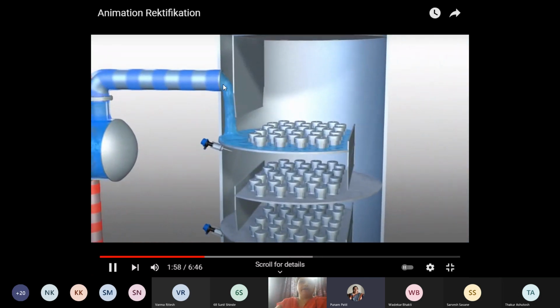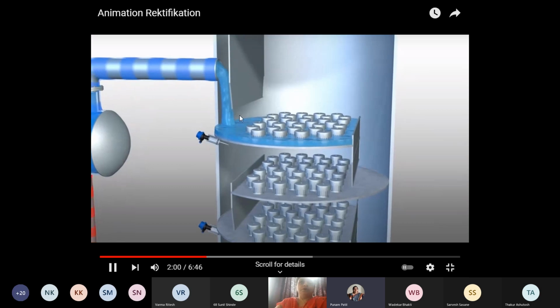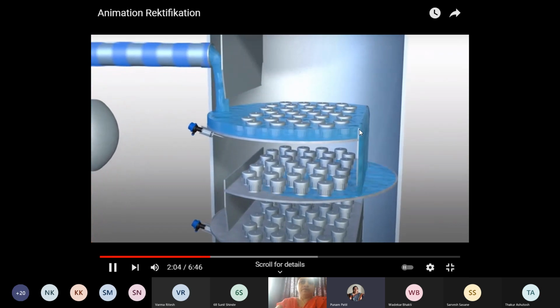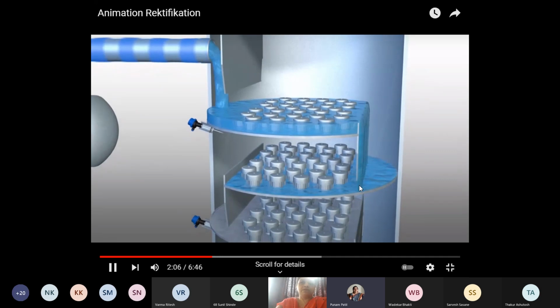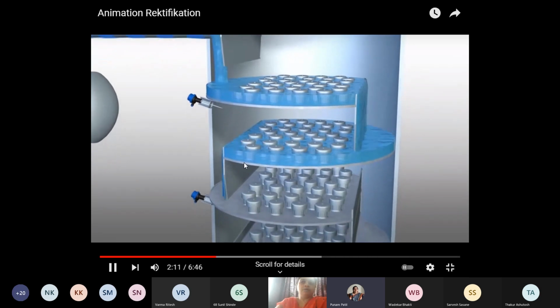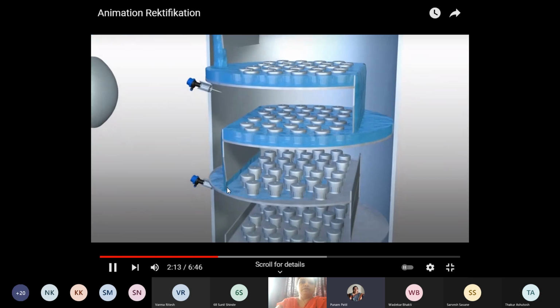It is added at the middle of the column, so it falls on the middle tray. When that tray gets filled, through this downcomer it falls on the next tray, which is below. When the second tray gets filled, it falls on the tray below.